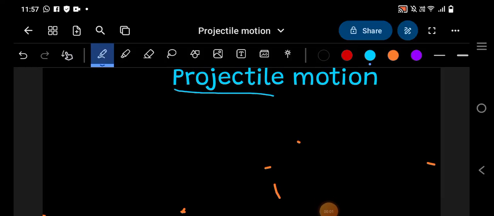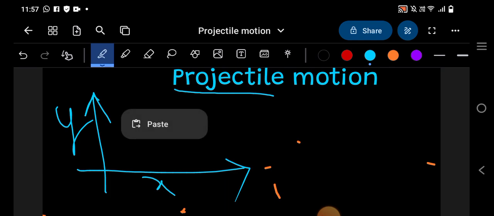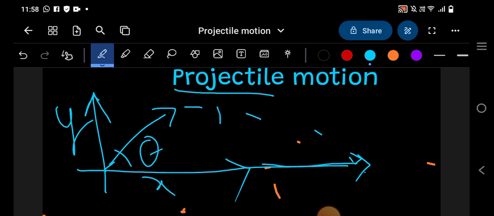Let's talk about projectile motion. It is a two-dimensional motion in which an object travels in both the x-axis and the y-axis. The path is like that. We throw the object with an angle theta with the horizontal, and it goes like that, and ultimately comes to rest. In this, it attains a maximum height and a horizontal range and takes a time t.